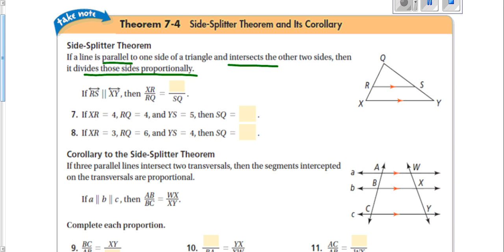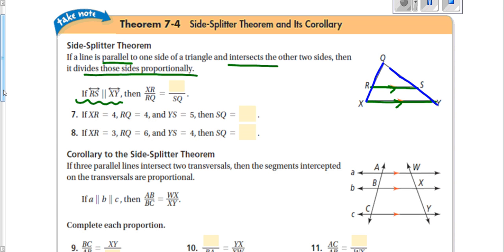Let's take a look. In this diagram, it says if RS is parallel to XY. So here are my parallel sides, and we can tell once again by the arrow drawn on it. So if a line is parallel to one side of a triangle, so that's what it's saying, line RS is parallel to XY, and it intersects the other two sides. So RS has to touch both of the other sides. I'll draw the other sides in blue. Here are the other sides.